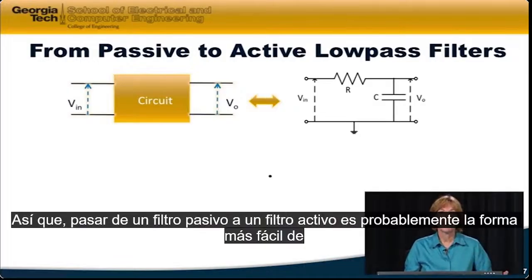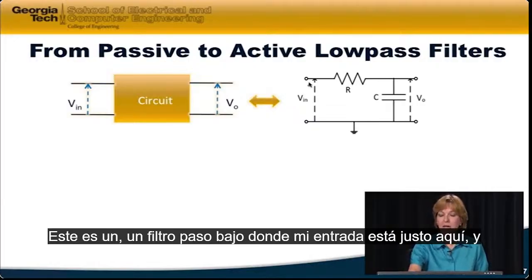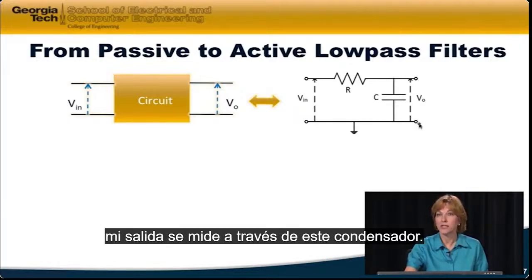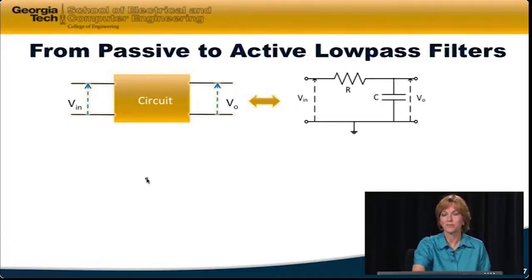So going from a passive to an active filter is probably the easiest way to design your first filter, is to look at a passive filter, which is an RC circuit. This is a low-pass filter where my input is right here and my output is measured across this capacitor. And so this is the generic form for this circuit.